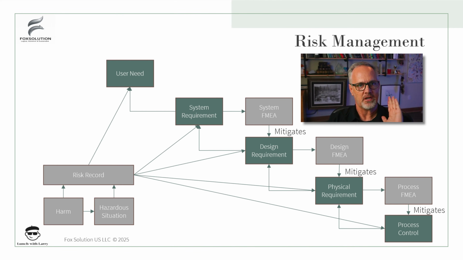And now what we can do is we can trace that risk record to every mitigation level and explain exactly from a traceability standpoint how we're controlling the occurrence of that hazardous situation, not only from a design or a process control perspective, but from a systems perspective.